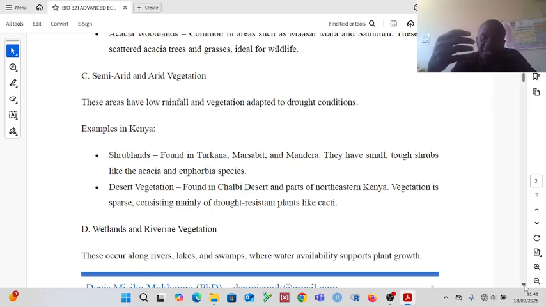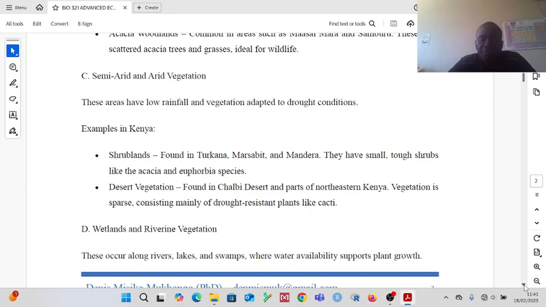So that's where we're talking of climate playing a role in determining how the vegetation types are distributed across landscapes. The other type of vegetation is the wetlands and the riverine vegetation. The wetlands and riverine vegetation occur along rivers, lakes, and swamps.